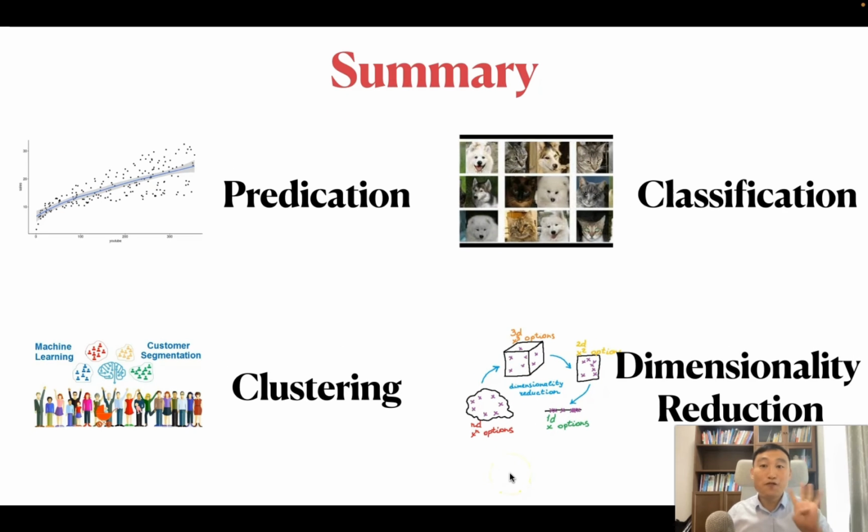Let's summarize the 4 problems: prediction or regression, classification, clustering, and dimensionality reduction. The next time when you talk about machine learning with other people, you could say, hold it, what's the problem? It is a classification issue. No, we need to do dimension reduction first so that we can do clustering. That will make you sound like a pro.